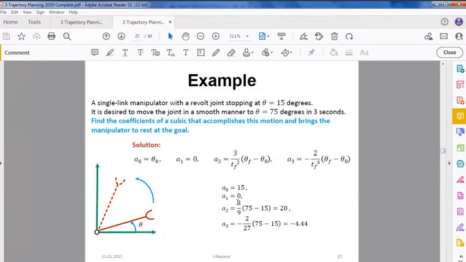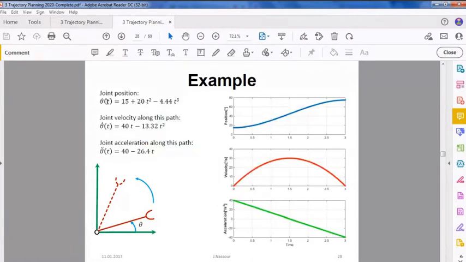So this value you need to put back into the equation. This is the joint position equation. This is the joint velocity equation. And this is your acceleration equation. But in an examination or test, you must show your value after you calculate here.